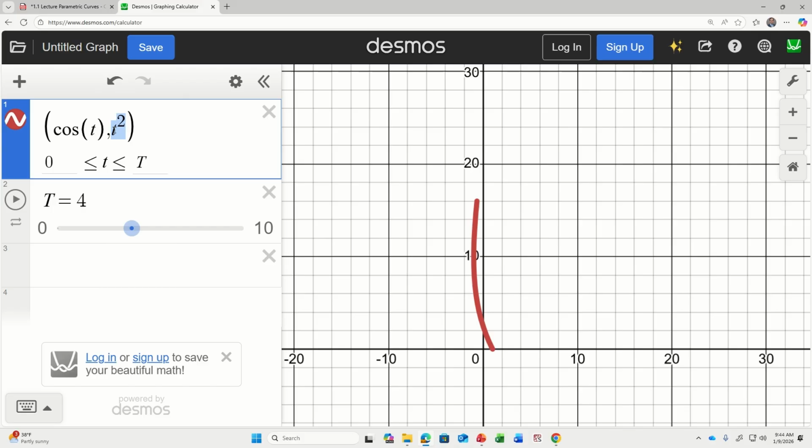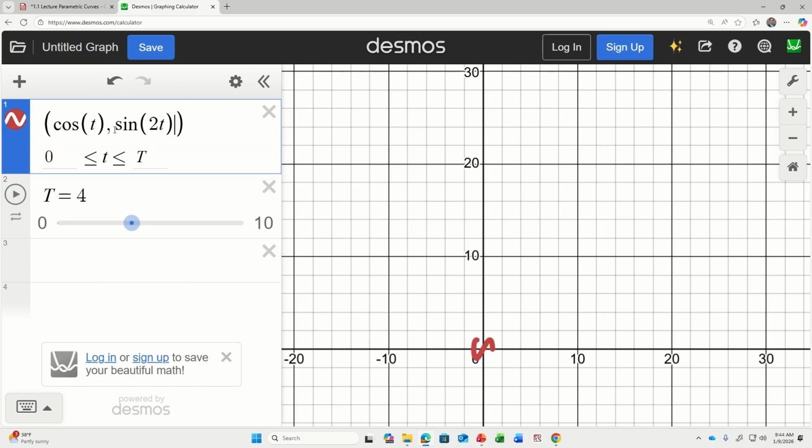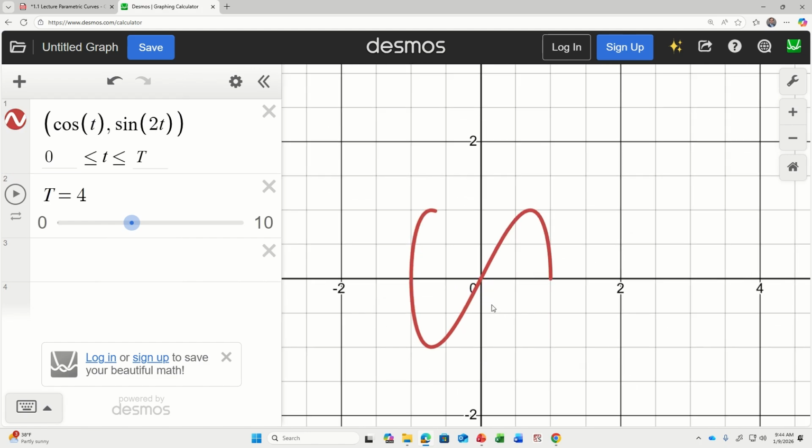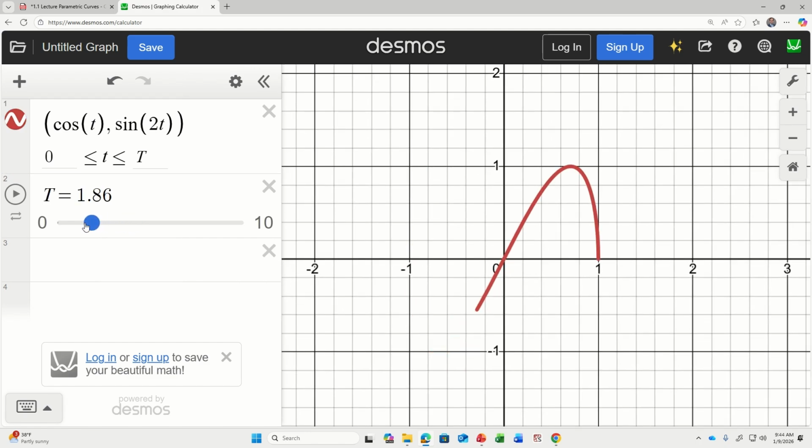And so choosing the right values of sine and cosine can give you some pretty neat curves. Like this one, I think is kind of neat. And notice you couldn't ever get this from an explicitly defined curve where y is a function of x.